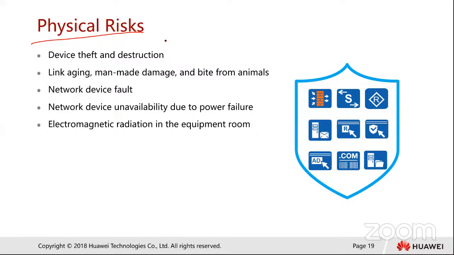Physical risks, we already know that you're looking at the risks that can harm your physical assets, physically. And we look at things like either someone destroying your devices or stealing them. Link aging, your network cable dies out.